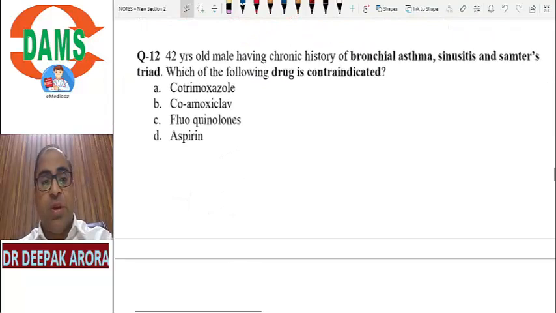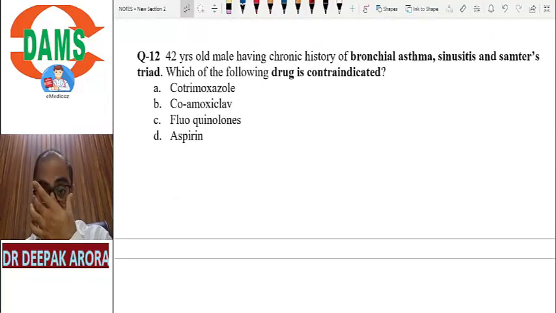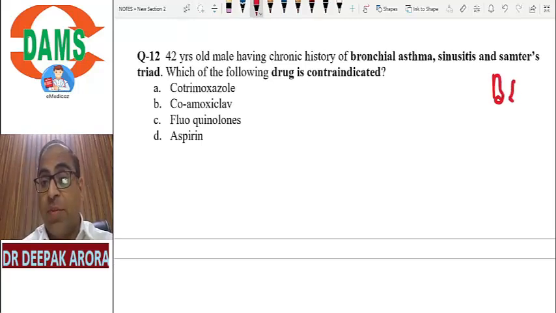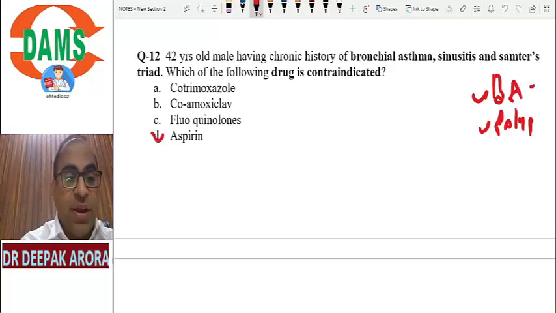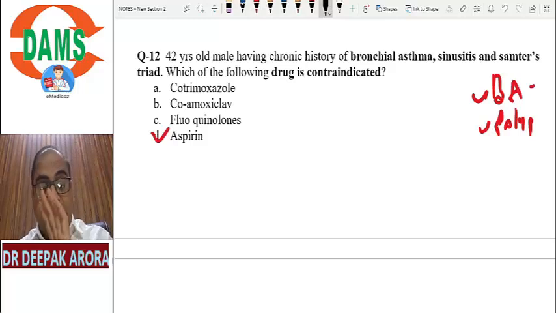Coming to the next one: 42-year-old male, chronic history of bronchial asthma, sinusitis, Samter's triad. What is Samter's triad? Bronchial asthma, nasal polyps, and sensitivity to a drug. Which drug? Aspirin. So which of the following drugs will be contraindicated? The answer will be aspirin. A very old MCQ of FMGE, which I really appreciate.